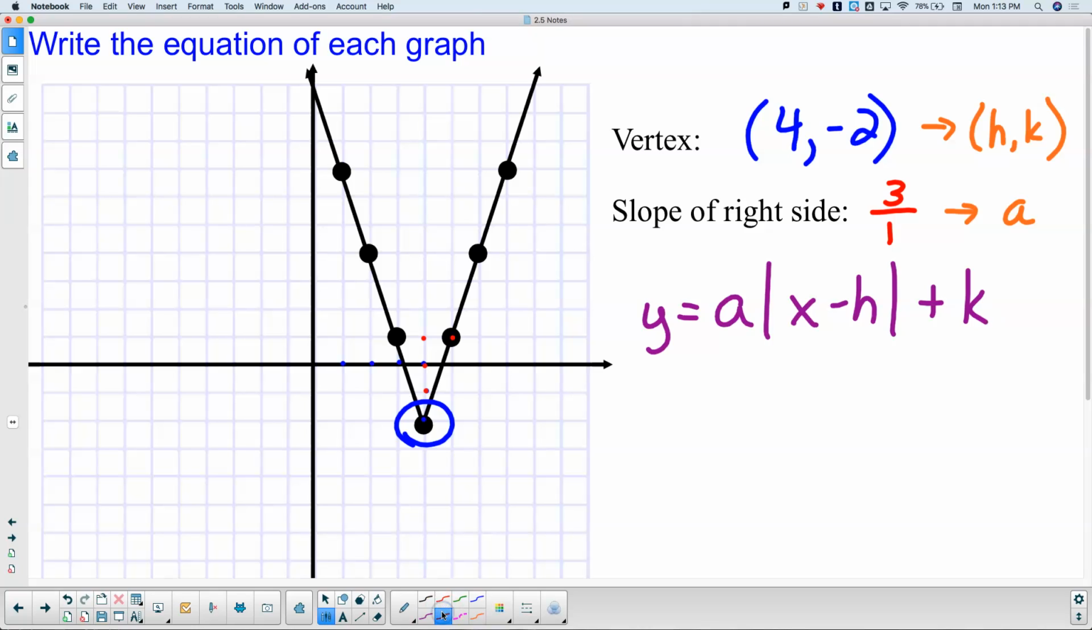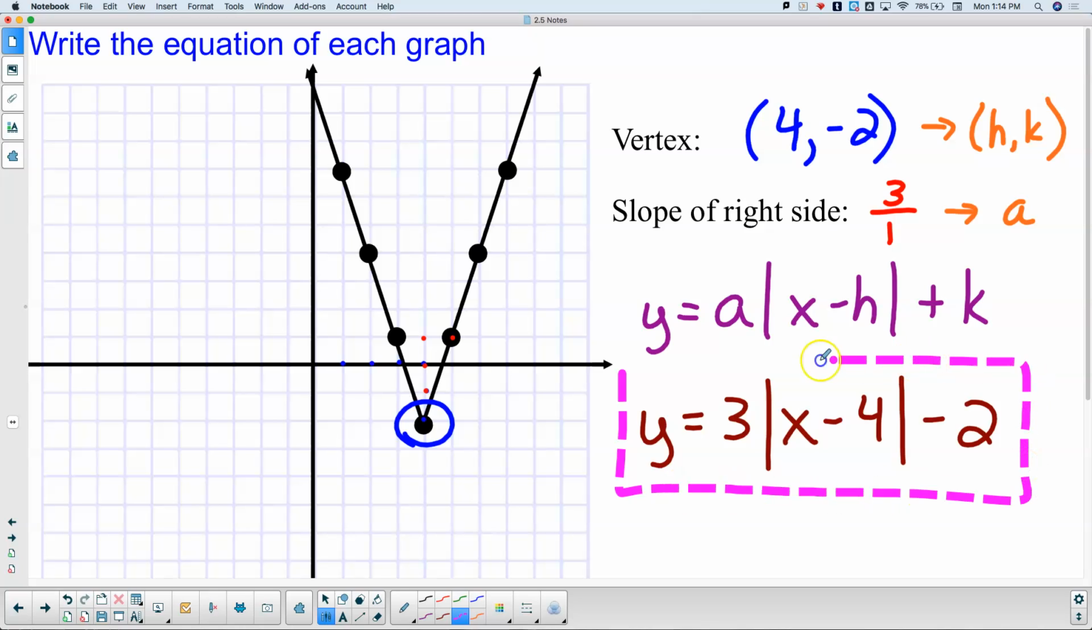That's going to be y, or it could be f of x, one of the two. Right side slope is a, that's 3, times the absolute value of the quantity x minus h. h is 4, so it's x minus 4. Then plus k, which is really minus 2. And now we've come up with the equation for that one. Questions on that?